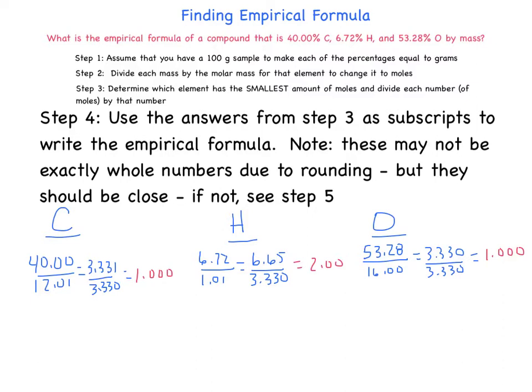And so my empirical formula is C, and there's only one C so I don't write a 1 on there. And then the next one is H, but there are two H's because of this part right here. And then finally I got my O, and there's only one O because of this ratio. This is a 1 to 2 to 1 ratio, and this is my empirical formula right here, CH2O.